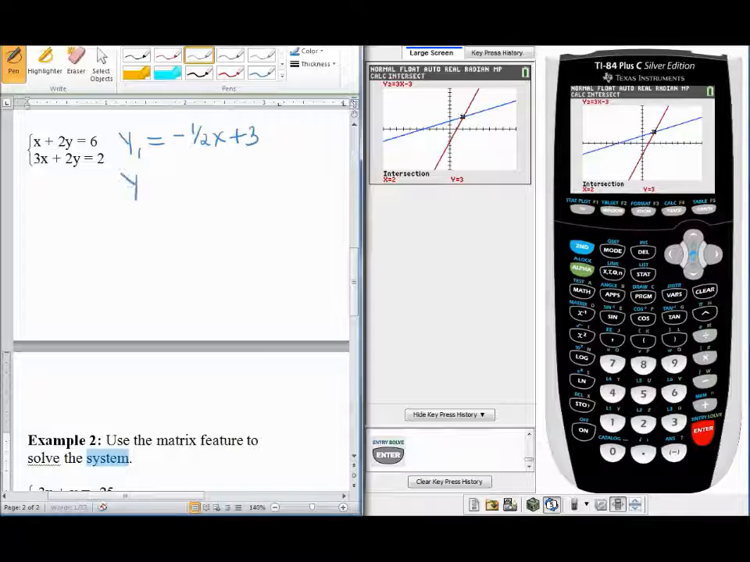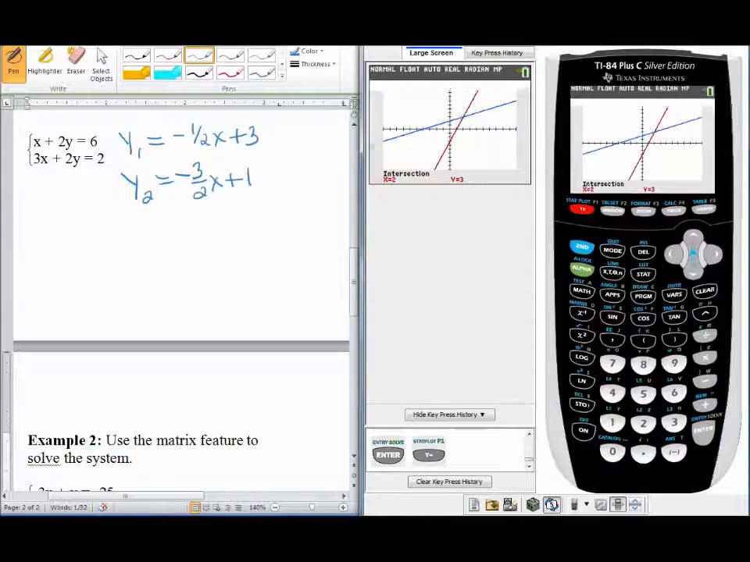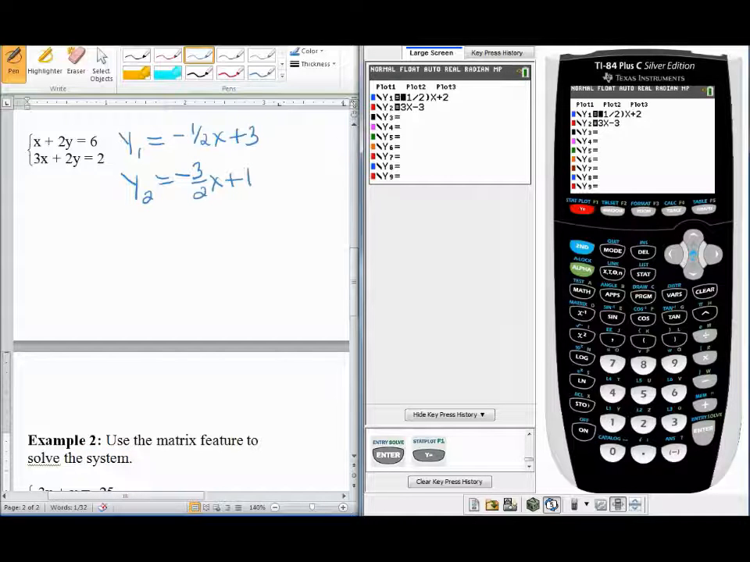And then the second equation, in standard form, it's 3x plus 2y equals 2. Once I put that in slope-intercept form, it gives me a negative 3/2 x plus 1. Okay? Once I get them in slope-intercept form, go back over to my calculator, hit my y equals. If I clear them out, that's fine. If not, you really can actually type over them.